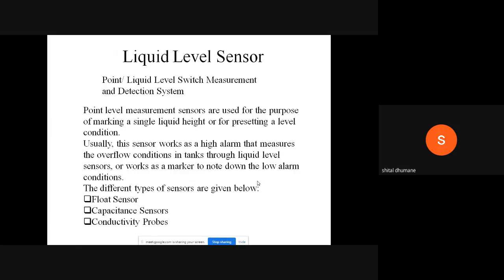There are different types of sensors. These three sensors we will study in detail: the float sensor, capacitance sensors, and conductivity probe. You should know what is there in float sensors, capacitance sensors, and the conductivity probe. This will be discussed. We will discuss this.